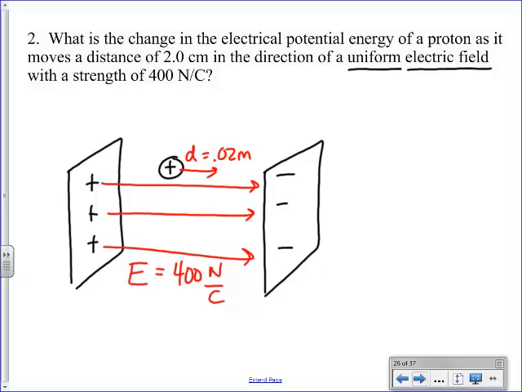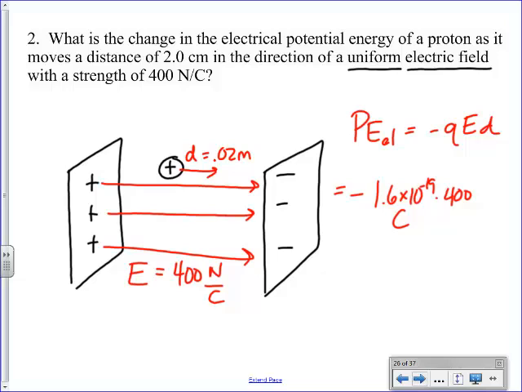Just like if you drop an object in a gravitational field, it's going to lose potential energy. So I'm going to use the formula. The electrical potential energy is equal to negative Q E D. Maybe now we see why we need to have a negative in this formula. I need to put a negative in front of the charge. And then I've got my charge, and this is coulombs by the way, and then I've got 400 newtons per coulomb, and then I've got a distance of 0.02 meters.